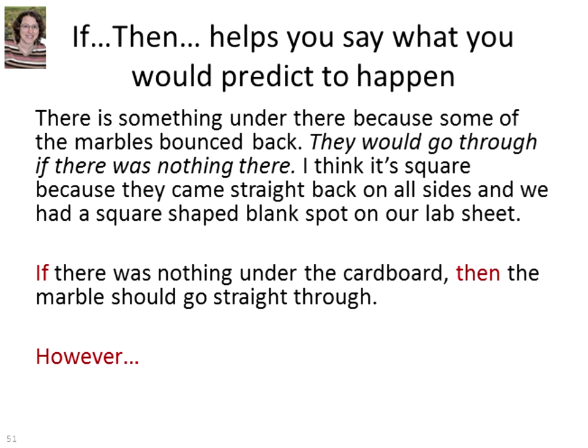All right. "If, then" is another really good science pair. It helps you say what you would predict to happen. So in this case, he's written, there is something under there because some of the marbles bounced back. This is the example that we looked at earlier with the simulation of looking for the nucleus in the atom. He says they would go through if there was nothing there. And this is a great chance to show him that a more scientific way of saying it would be, if there was nothing under the cardboard, then the marble should go straight through.